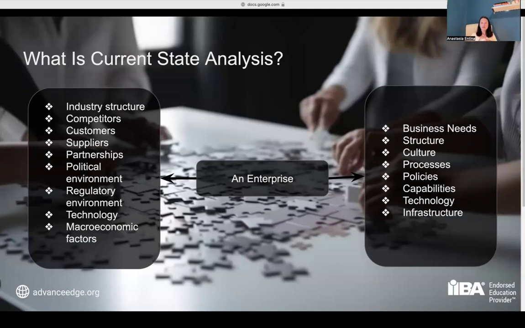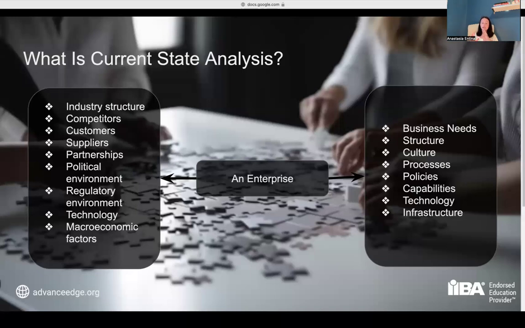So in this example, the current state analysis would include, well, first of all, the business needs, the internal factors internal to the enterprise that are inside, such as what are the business needs? What is the structure of the business or of the enterprise? What is the culture within an enterprise? Is it very formal or informal? What is the decision-making environment? How people collaborate and work with each other? How certain processes are designed? What are the rules and policies that help people make decisions at their day-to-day work? What capabilities does the enterprise have? What technology do they have, such as hardware and probably software and software solutions, what infrastructure they have? This is everything that is internal to the enterprise.